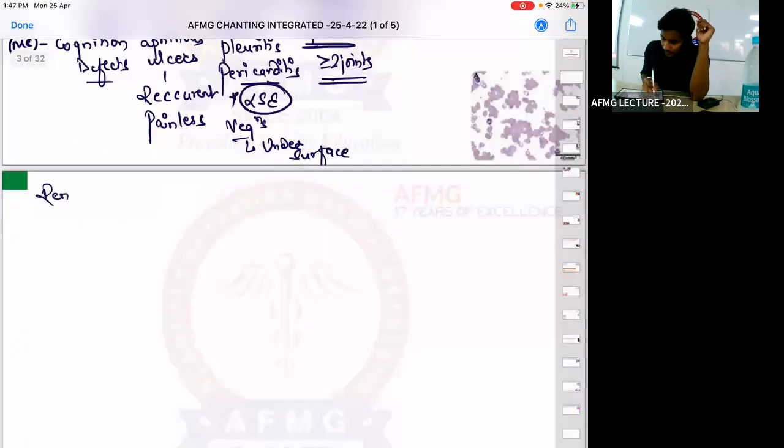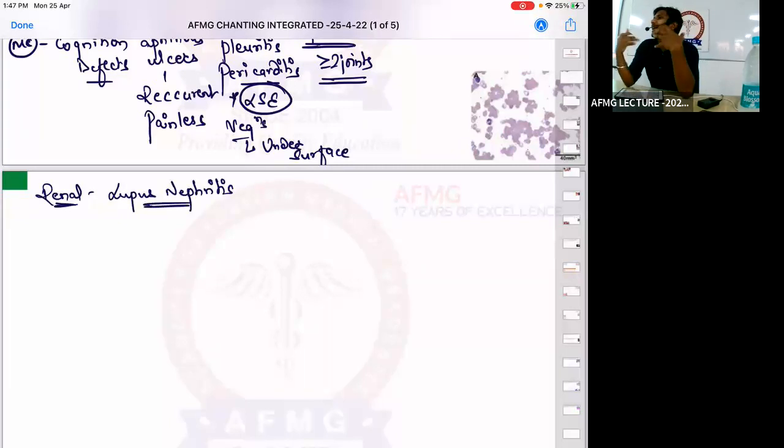Then R goes for, I'll write it over here, R goes for renal manifestation. And in renal manifestations, there would be lupus nephritis. So if in SLE there is renal involvement, it is called lupus nephritis.